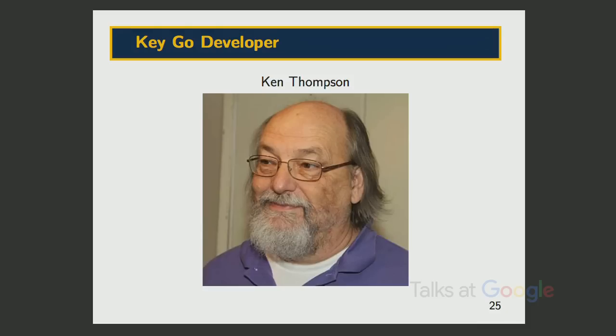And of course, we all know from there, he had developed the language B. Dennis Ritchie added types to make it C. Before he retired, Ken was working for Google as one of the key developers on Go. So that's how it actually comes all the way full circle.